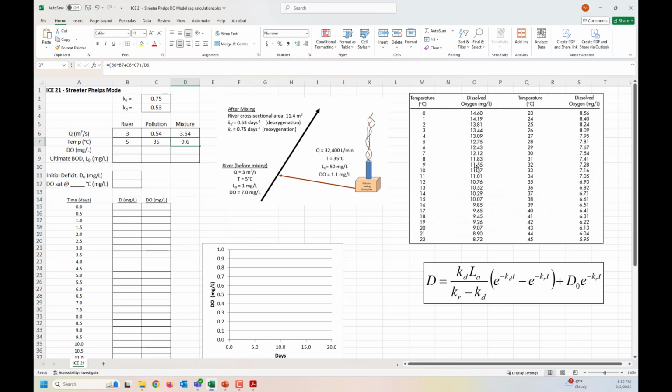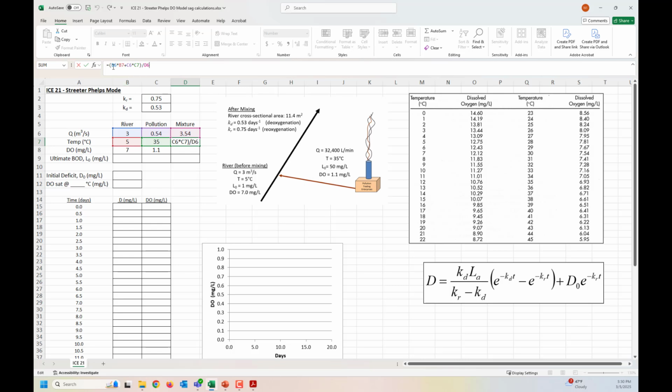and you'll remember that in class we just used 10 so that we didn't have to interpolate the dissolved oxygen, although we could have done that. The dissolved oxygen of the river was 7. The dissolved oxygen of the pollution was 1.1. And so therefore the dissolved oxygen of the mixture, we're going to use the same mass balance approach that we did here. In fact, I could drag that formula down.